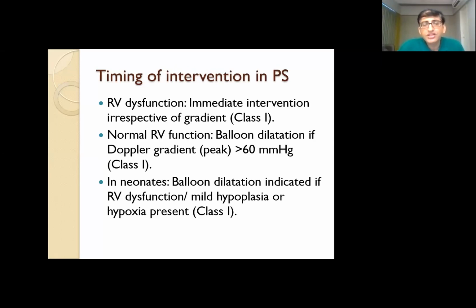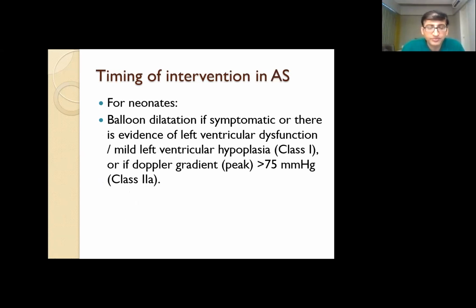Now, in case of neonatal pulmonary stenosis, it is usually RV dysfunction which is there, so you need to balloon dilate immediately. But in case of bigger children, if the RV dysfunction is there, you need to do early intervention. But if RV function is normal, then depending upon the gradients, if the gradient is more than 60 millimeters of mercury, you need to balloon dilate it. There is no age criteria when to do. But if ventricular dysfunction is there, even in neonatal age, irrespective of age, you need to open up.